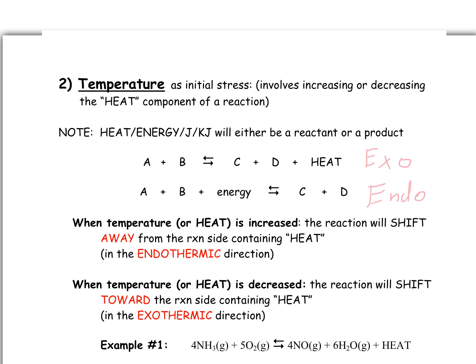So when the temperature or heat is increased, the reaction will shift away from the heat. Add away. If we add heat, there already is the heat there, we go add away. Specifically from where the heat is, because that's our component in the reaction we care about. When temperature is decreased, the reaction will shift towards the heat. So take towards. If we take away heat, we take away energy, we lower the temperature, take towards.